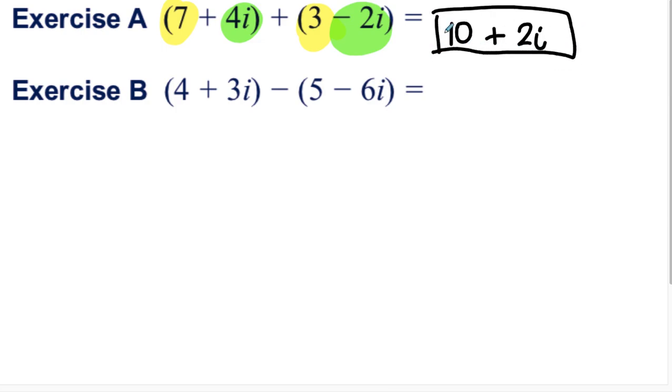You cannot combine those two as 12i because 10 is a real number and 2i is an imaginary number. Okay? All right, let's try subtraction.